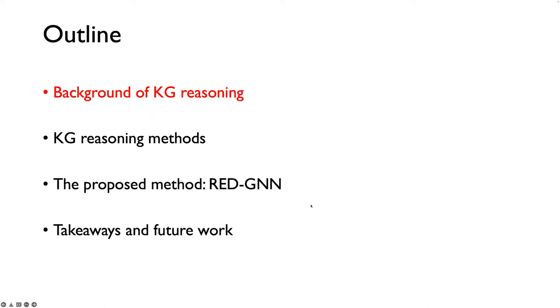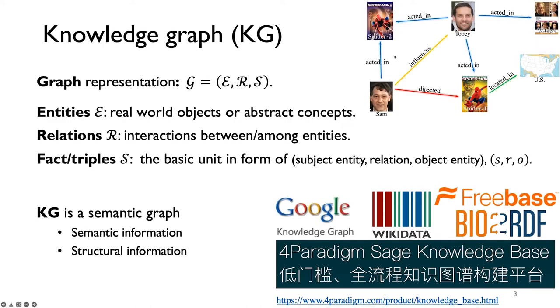Let's first talk about the background of Knowledge Graph Reasoning. Knowledge graph is a special kind of graph structure data where nodes represent entities and edges represent interactions among the entities. The basic unit in knowledge graph is in the form of triplets with subject entity, relation and object entity, known as s, r and o. KG is a semantic graph such that we should carefully model both semantic information and structural information.